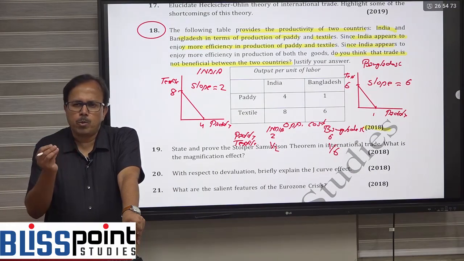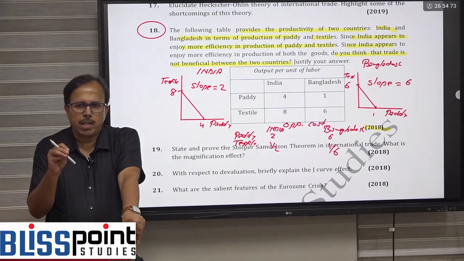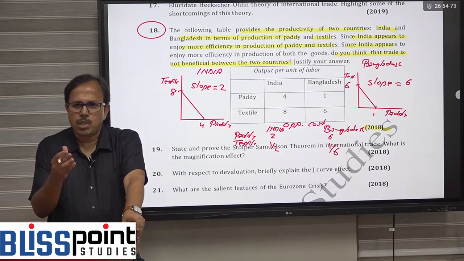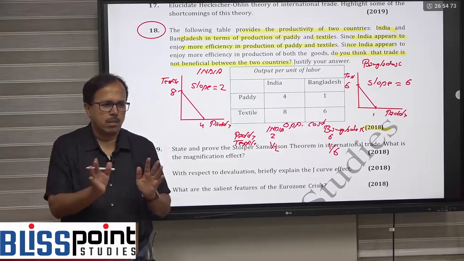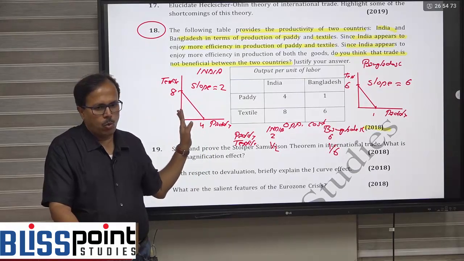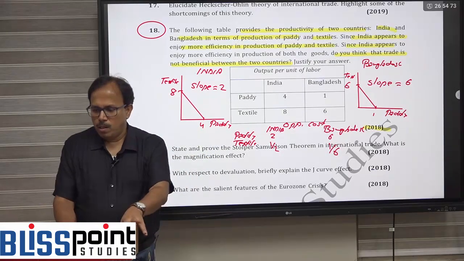Just one point you have to relate: the information given is not in terms of hour, it is in terms of output. So when it is in terms of output, just write that output on the axis. Don't think about anything else, just take the given output as it is, write it, and then calculate the slope. Clear?